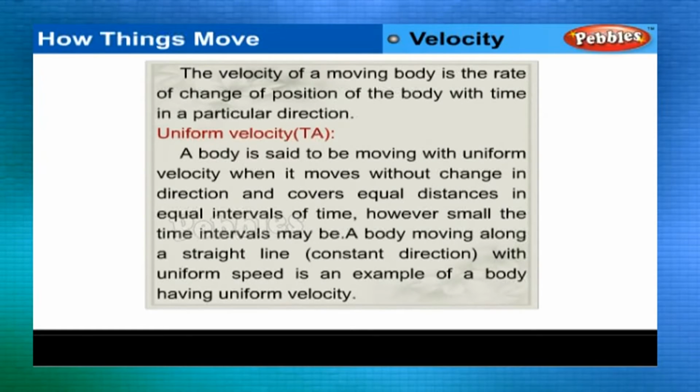Velocity. The velocity of a moving body is the rate of change of position of the body with time in a particular direction. Uniform velocity. A body is said to be moving with uniform velocity when it moves without change in direction and covers equal distances in equal intervals of time, however small the time intervals may be. A body moving along a straight line with uniform speed is an example of a body having uniform velocity.